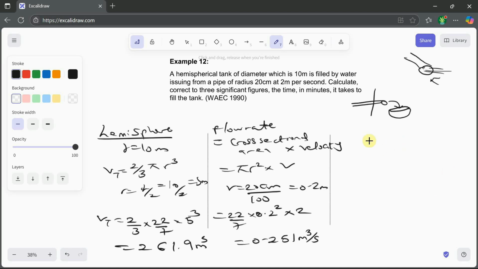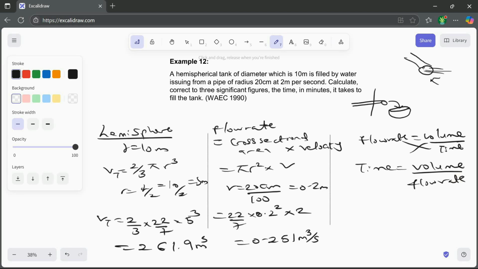Flow rate also has another way of expressing it, because look at this: meter cubed per second. Meter cubed is for volume, so it's like saying volume over time. If I cross multiply, my time would just be equal to volume over flow rate. This is a bit of physics. I know this kind of question is rare, but you never can tell. So the volume is 261.9 and the flow rate is 0.251.